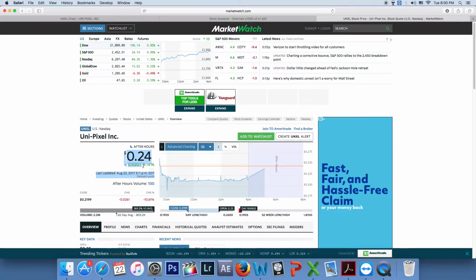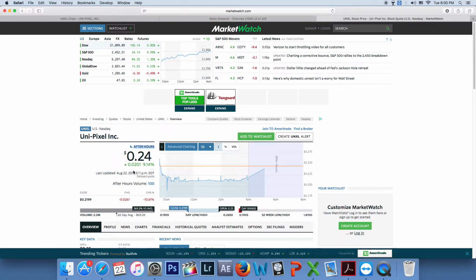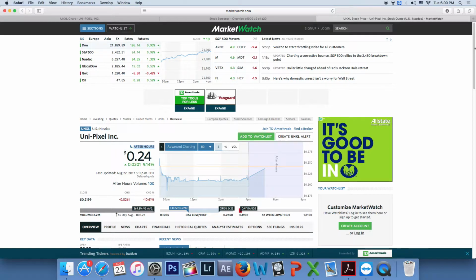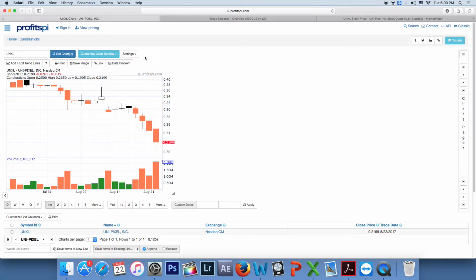The after hours, as you can see, they're up 2 cents after hours. That signals that they might go up tomorrow. So the reason why this trend is not changing is because we don't have any signals. By signal, we need a hammerhead, reverse hammerhead, or something that's hanging by itself.